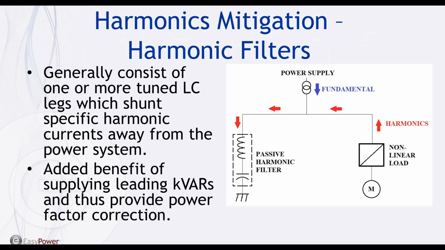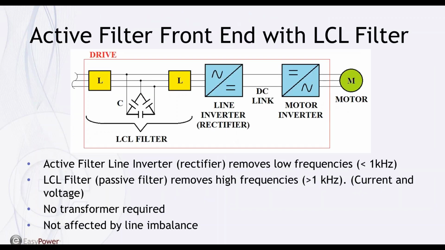Harmonic filters can be used to mitigate harmonic problems as well. They generally consist of one or more tuned inductor capacitor legs, which shunt specific harmonic currents away from the power system. They also offer the added benefit of supplying leading reactive power and thus provide power factor correction.